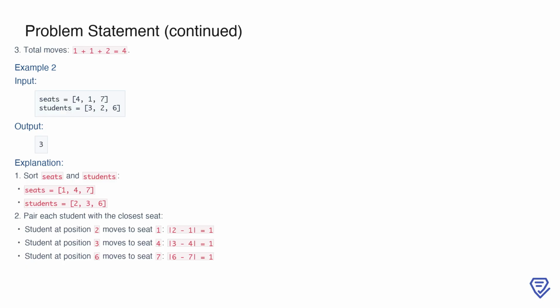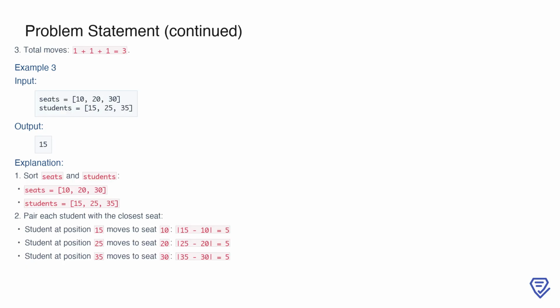The student at position 2 moves to seat 1, resulting in a distance of |2 - 1| equals 1. The student at position 3 moves to seat 4, with a distance of |3 - 4| equals 1. Lastly, the student at position 6 moves to seat 7, with a distance of |6 - 7| equals 1. Summing these distances, the total number of moves is 1 plus 1 plus 1 equals 3.